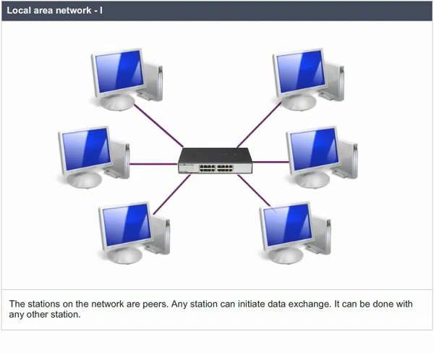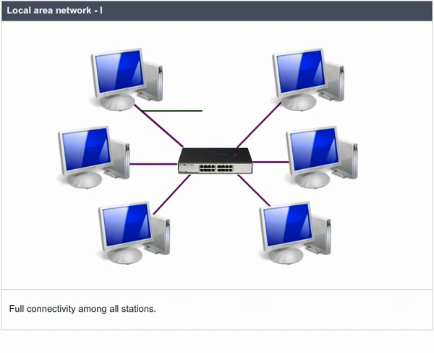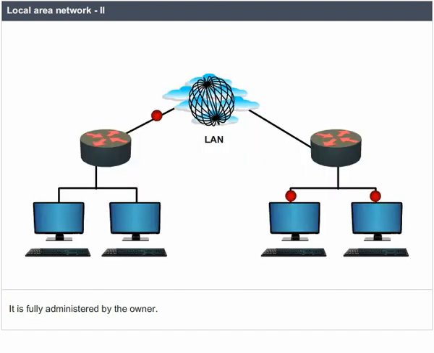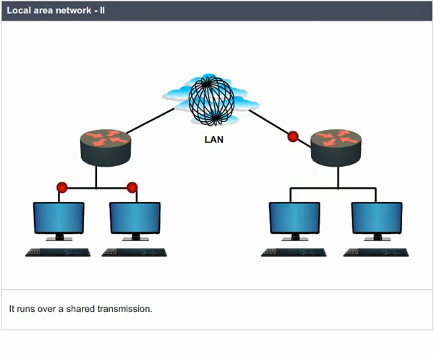The stations on the network are peers. Any station can initiate data exchange, and it can be done with any other station. There is full connectivity among all stations. It is fully administered by the owner. It runs over a shared transmission medium, which is often cabling.